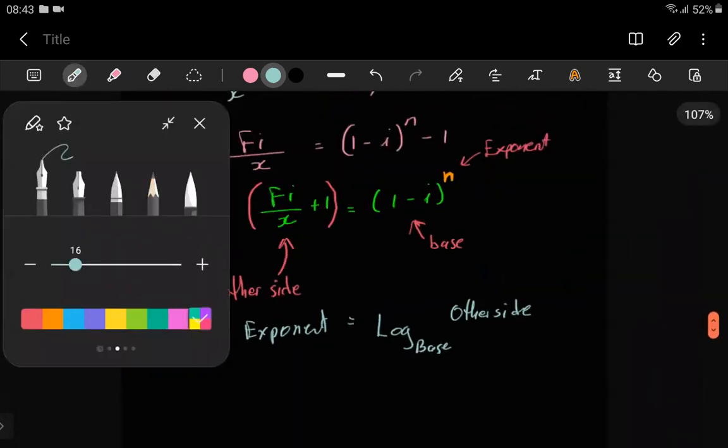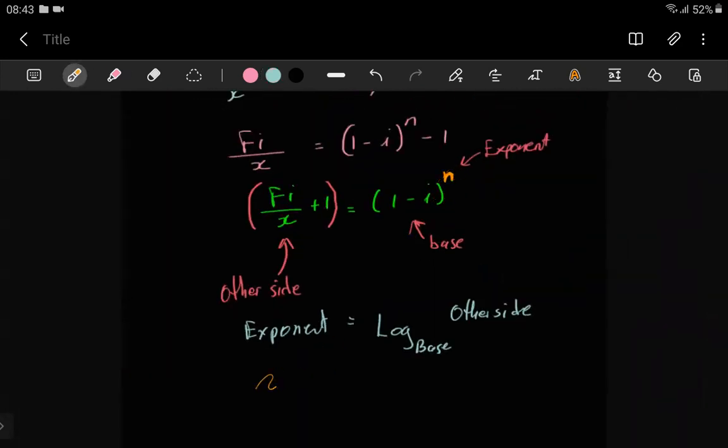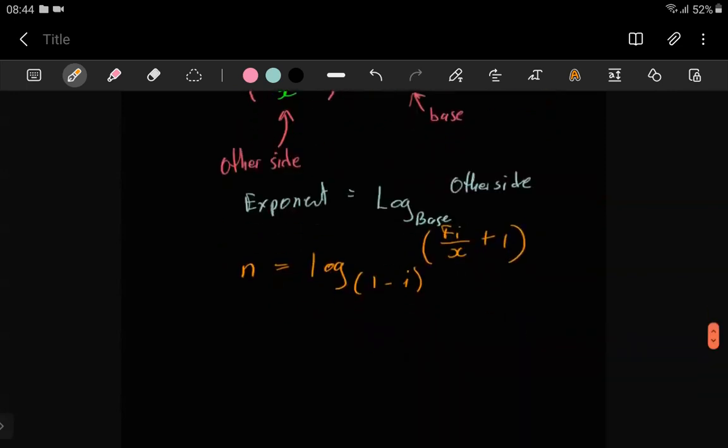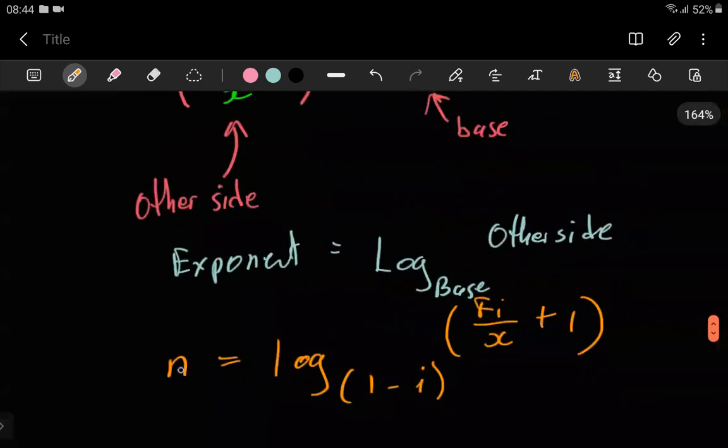Your next step, you can just now do exactly what you want to do. You want to make n the subject of the formula, which was your exponent, right? So you're going to equate it to log. Whatever the base was, it's this whole bracket here, 1 minus I. Whatever was on the other side, it's this whole thing here, fi over x plus 1, like that. And then your exponent is the subject of the formula. Do you see? Yeah.